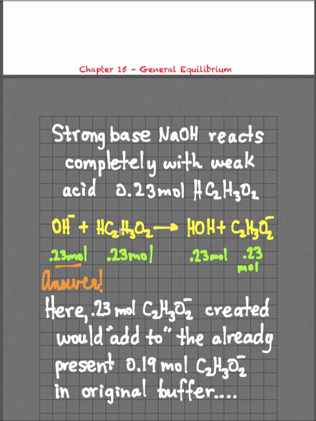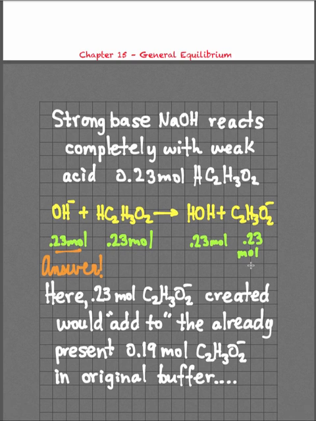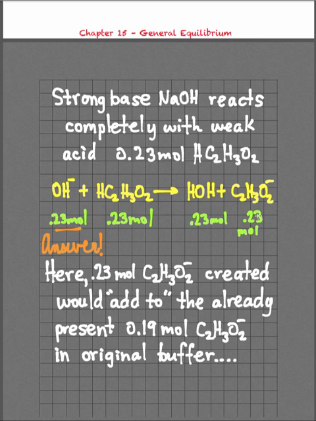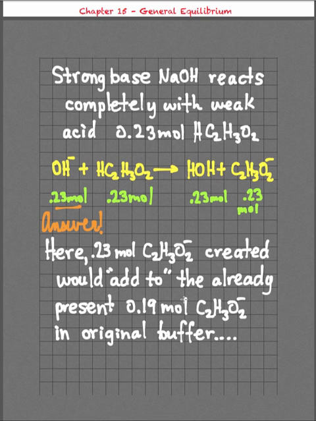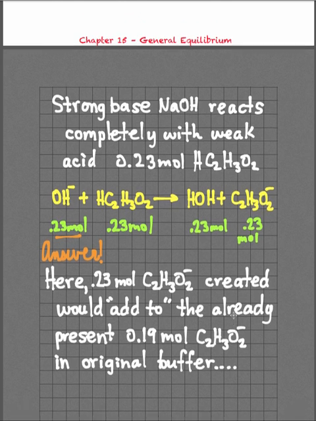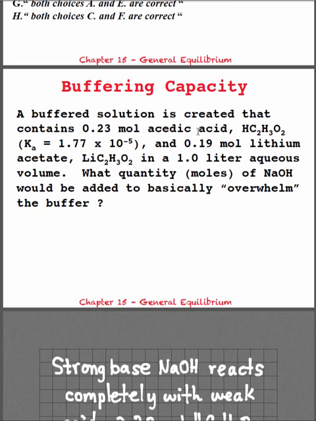But then if I adjust it a little bit by adding some OH minus, 0.23 moles of this reacts with all the 0.23 moles of this to create 0.23 more moles of this. I think I've said that wrong here. 0.23 moles of acetate ion is created. It would add to the already present 0.19 moles. So in my question up here, I had 0.19 moles of lithium acetate.